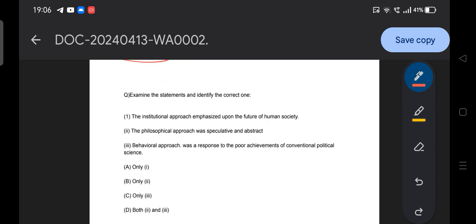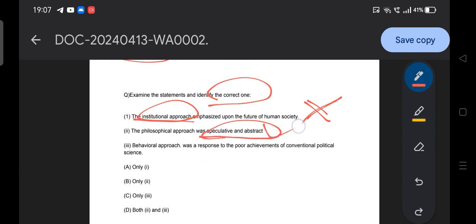Then moving to the next: examine the statements and identify the correct one. Institutional approach emphasizes the future of human society. No, it's wrong, because the institutional approach is a traditional approach. Then, the philosophical approach is speculative and abstract. Yes, it's correct; it's imaginative, like for example Plato: speculation, abstraction, ideal states. The behavioral approach is a response to the poor achievement of conventional political science. Yes, correct. Behavioralism emerged because there was no proper study; it was based only on statistics or European study. That's why the behavioral approach emerged.